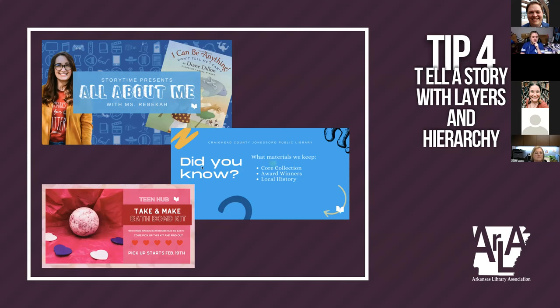And it makes it easy for the eye. Did you know what materials we keep? Oh, it's from Craighead County Jonesboro Public Library. Ooh, it's Take and Make bath bomb kits. Ooh, that sounds fun. When can I get it? Oh, February 19th. So there's a layer. It tells a story and it directs your eye through the piece of art. And this E is driving me nuts. And there's no space there. And it bothers me. I just want to point that out.